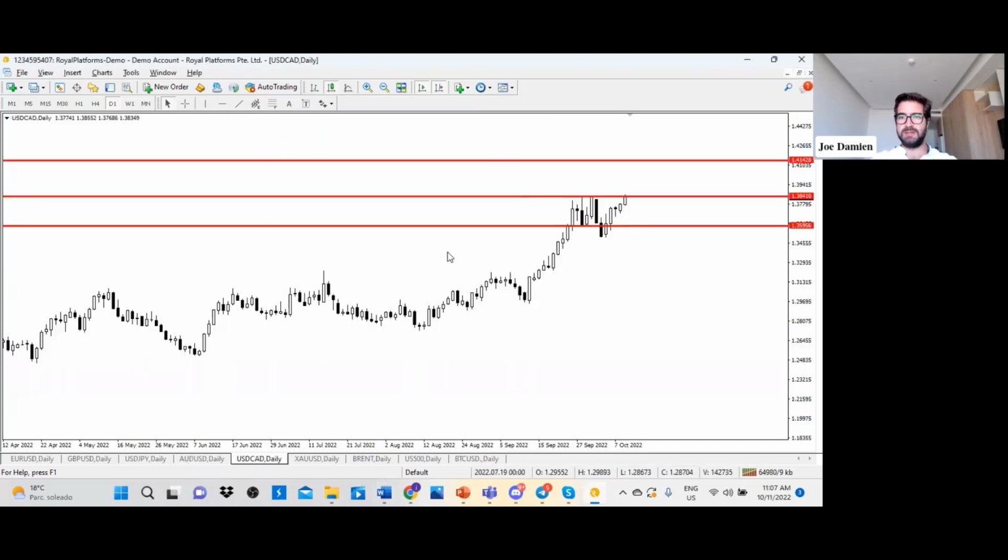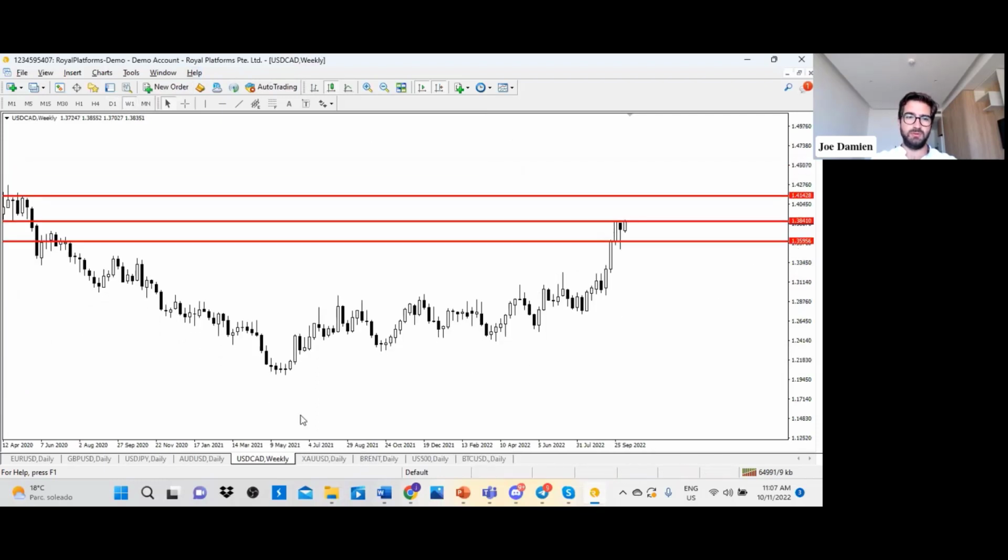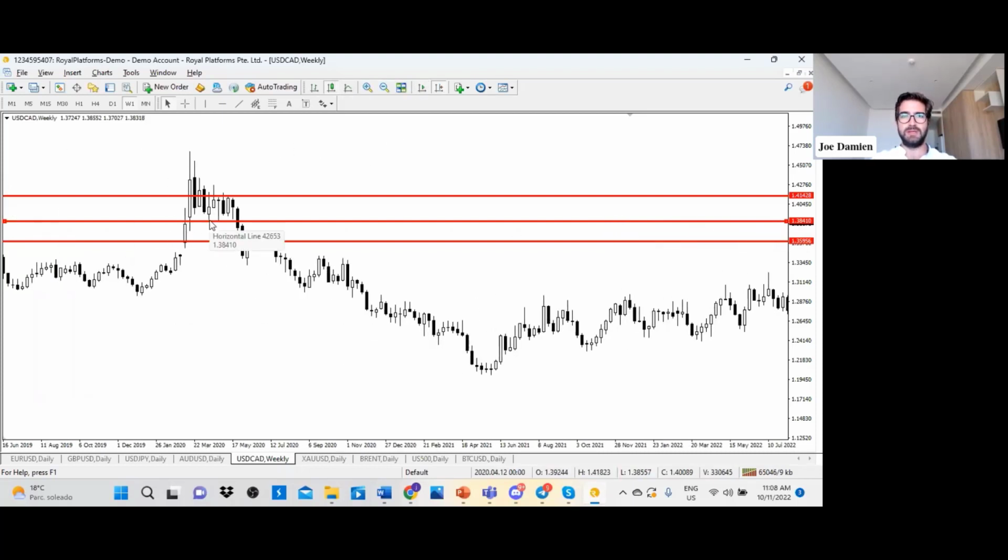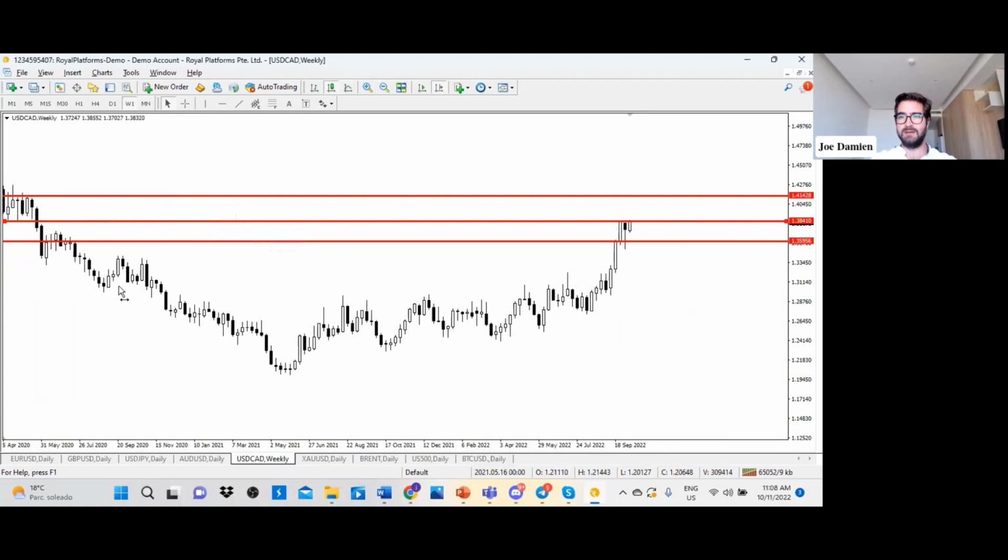USD CAD is in a clear upward movement as well, similarly to the USD JPY. USD JPY is moving to the upside, and USD CAD is moving to the upside because the dollar is the base currency. However, it is struggling around 1.3841, this level here. Why? If we go to the left on the weekly time frame, you can see there is a strong resistance here. So whenever you would like to plot your levels, use them on the higher time frame.